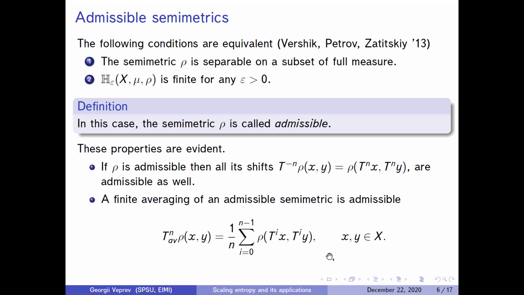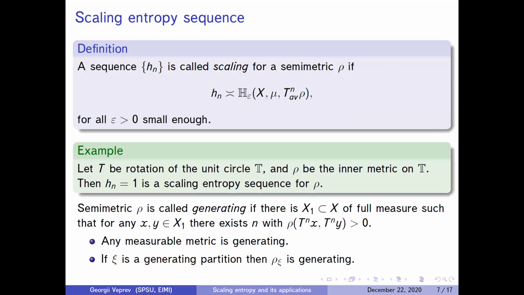Then what we want to do is investigate the behavior of this function, which is the epsilon entropy of the nth average of rho. So the definition is the following. We call a sequence Hn scaling for a symmetric rho if for any sufficiently small epsilon, this equivalence holds. This equivalence means that it holds up to just a multiplicative constant.